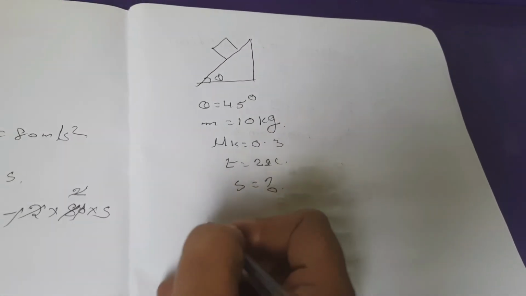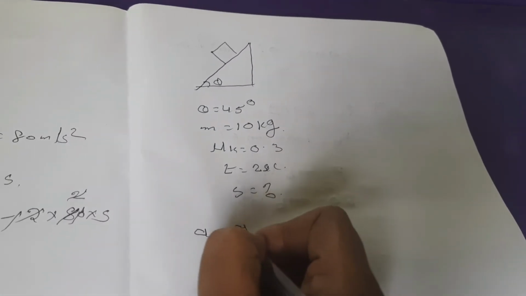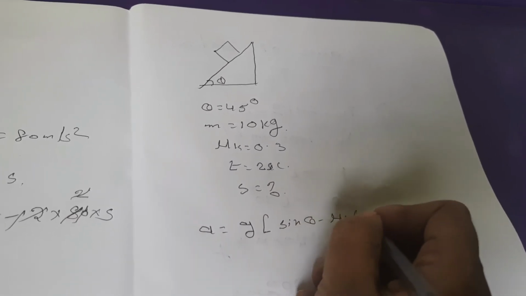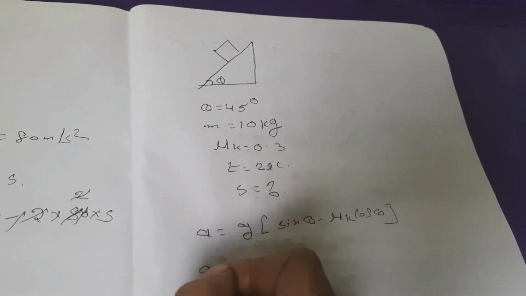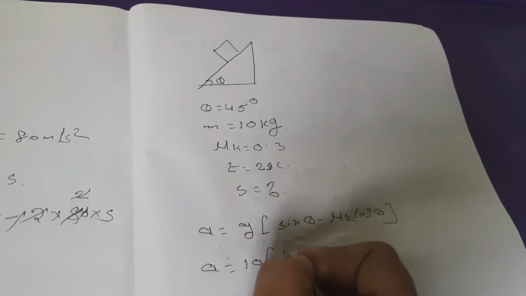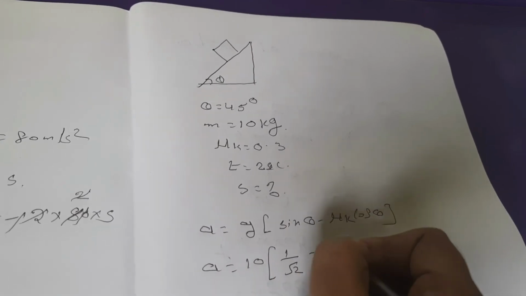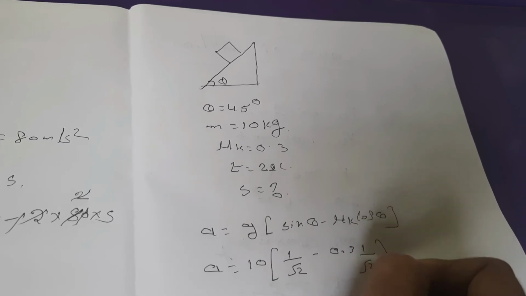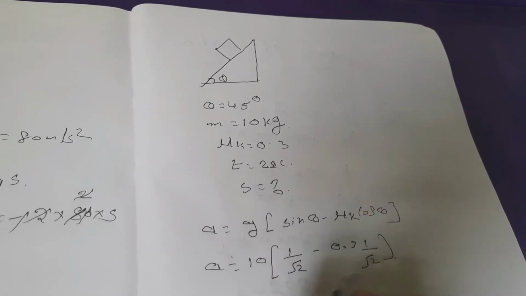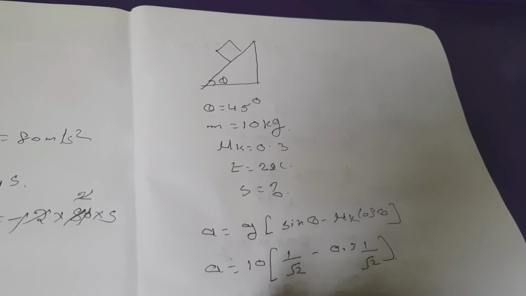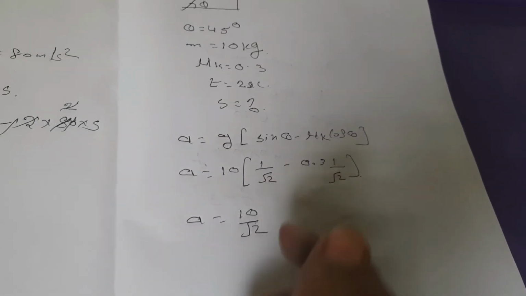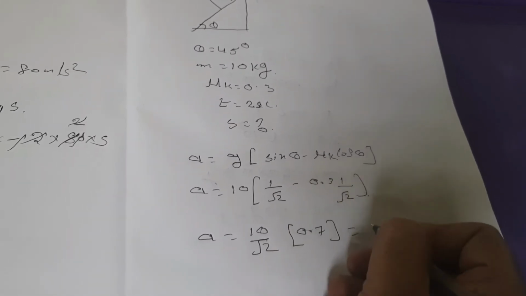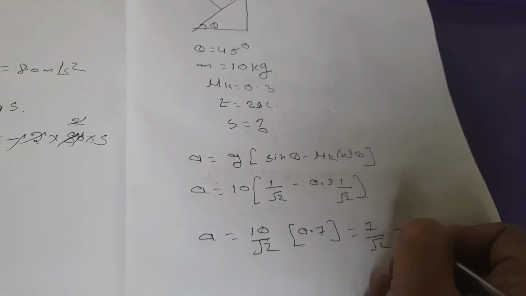We know that in this type of case, acceleration a equals g sine theta minus mu k cos theta. Here also, first we find out the acceleration. This is 10, sine 45 is 1 by root 2, minus 0.3 into cos 45, also 1 by root 2. After simplification, root 2 is common: a equals 10 by root 2 into 1 minus 0.3, which is 0.7. So finally we get 7 by root 2 as the acceleration.